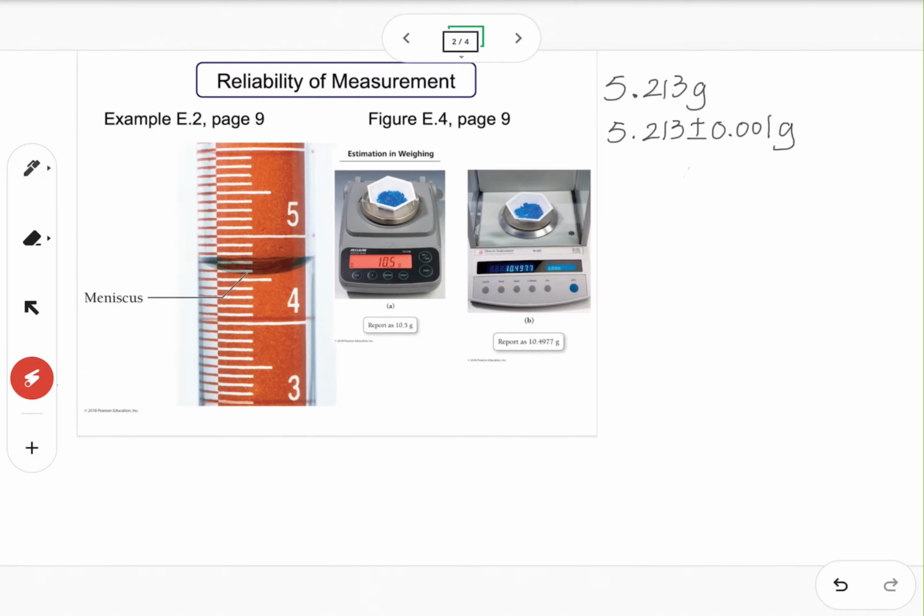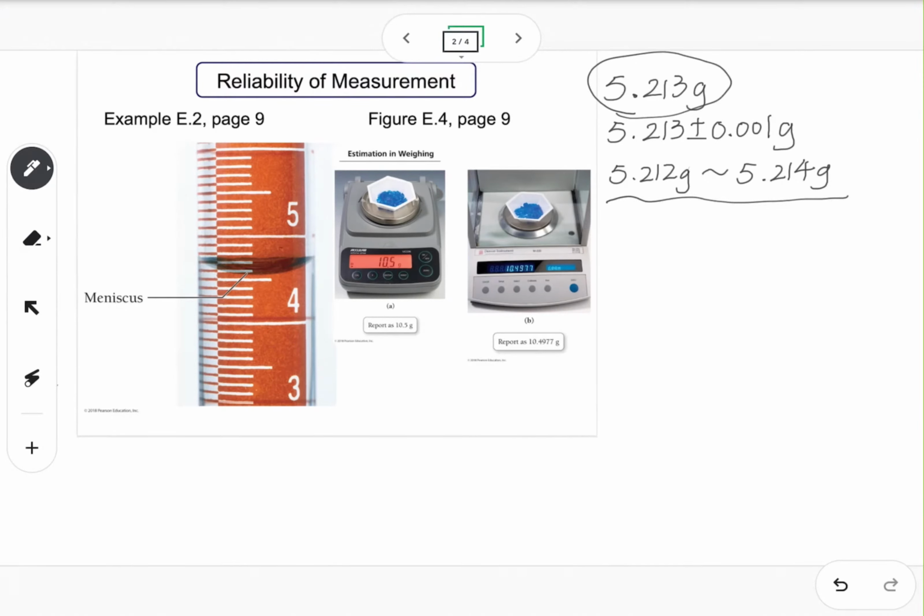Another angle to look at this problem is you can write the data as 5.212 gram to 5.214 gram. In other words, the true value of this object is in this window right here. In chemistry, we usually use the first way to record our data. It's simple and it's easy. All right. Now, we understand the basic guideline for us to read the data.